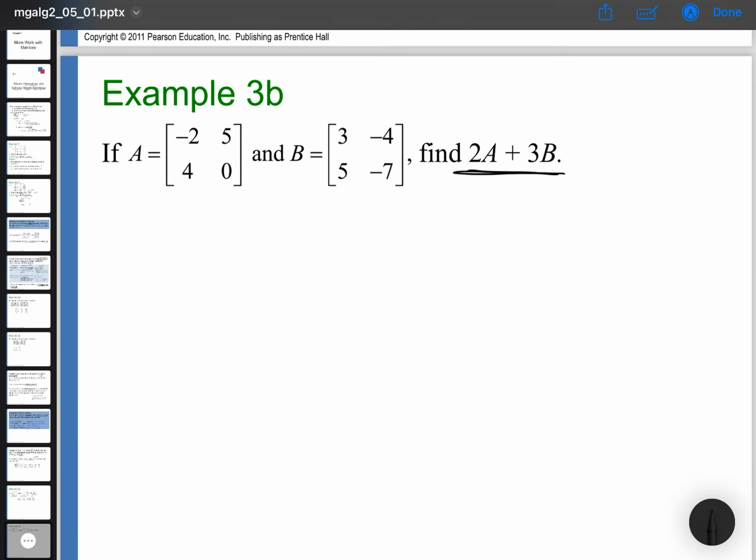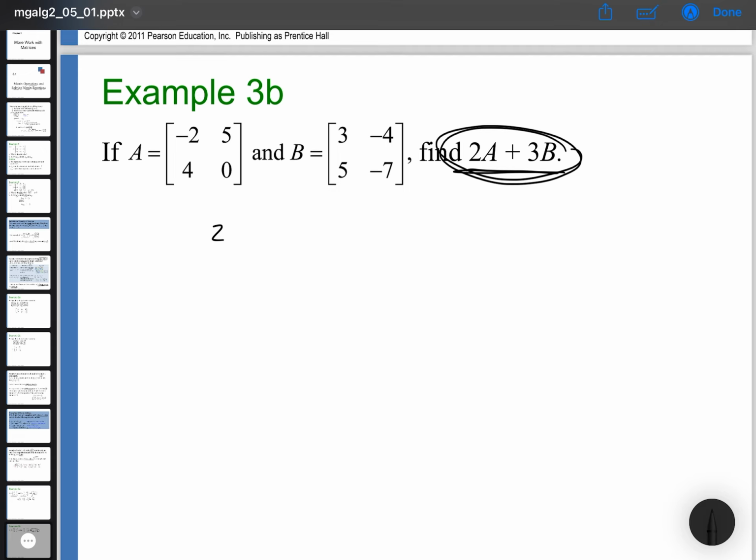Do 2 pieces of scalar multiplication and then add those resulting matrices. Okay, again, if a matrix is representing a system of equations, this would be a very complex process for us to do with equations. But if I boil it down to a matrix, well, now it doesn't seem as bad. So I'm going to do 2 times matrix A, -2, 5, 4, 0, plus 3 times matrix B.